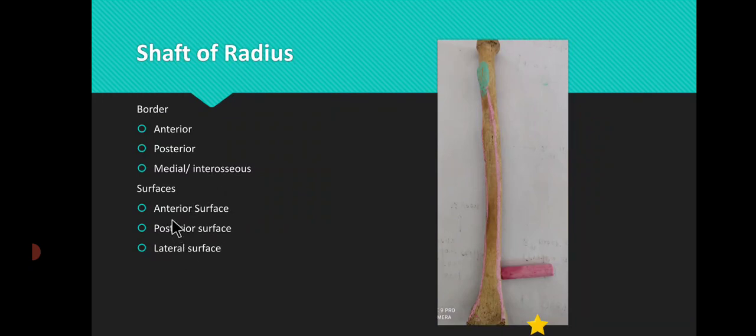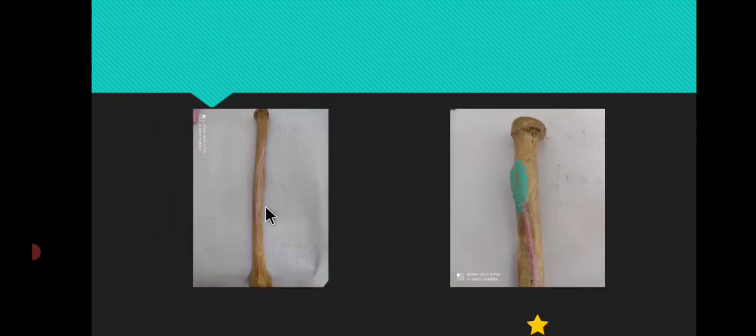Then the surfaces. The anterior surface is present between the anterior border and the medial border. The lateral surface is present between the anterior border and the posterior border. While the posterior surface is present between the medial border and the posterior border. So this is the posterior surface and this one is the lateral surface.